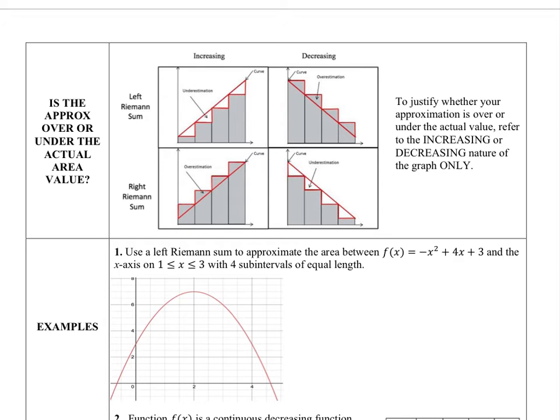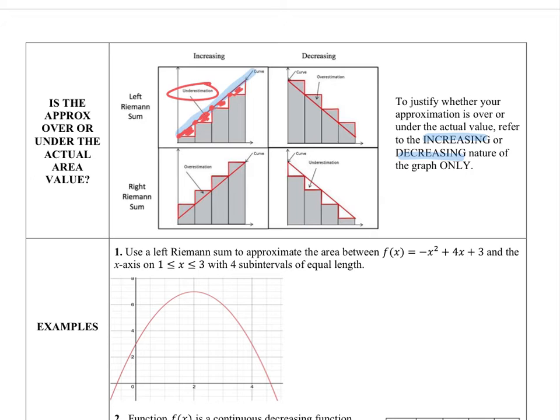And what's going to determine that is the increasing or decreasing nature of the graph. When you have an increasing graph, you can see that these left approximating rectangles, and what makes them left is the fact that the left corner of each one is sitting on the curve. You can see that I'm missing chunks of area, meaning this is an underestimation.